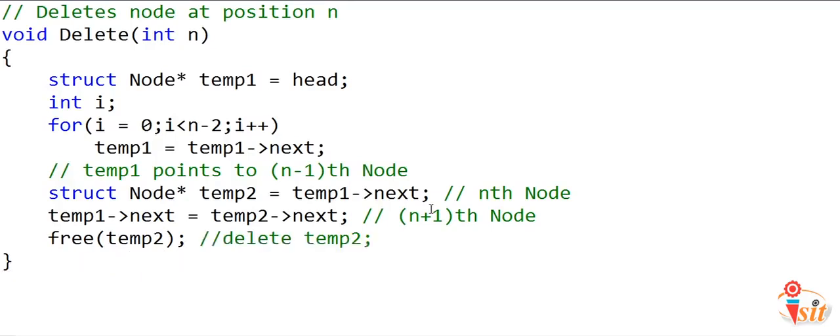This much code will work for scenarios when we have an n-1th node, and even if there is no n+1th node, if the n+1th position is null, this will work for that scenario. I'll leave that as an exercise for you to validate.